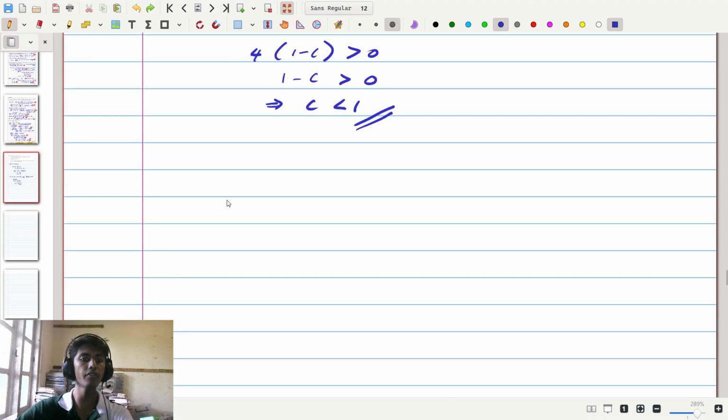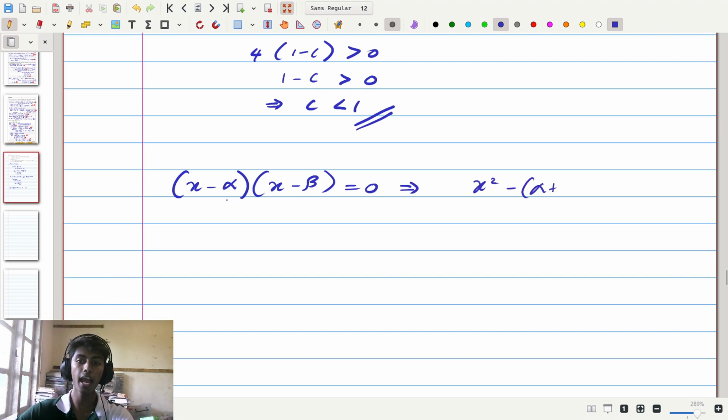Now when we have something where we have two roots, alpha and beta, we can say the quadratic equation that's going to have the roots alpha and beta is given by (x minus alpha)(x minus beta) equals 0. And if we expand this, we can see this expands out to x squared minus (alpha plus beta)x plus alpha beta equals 0.